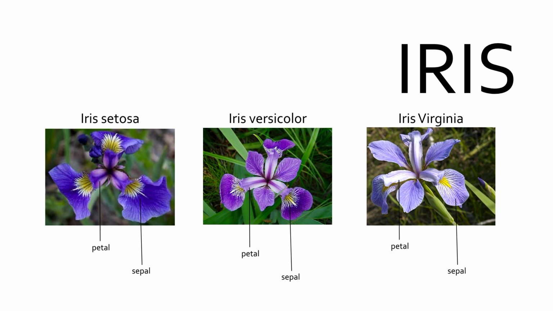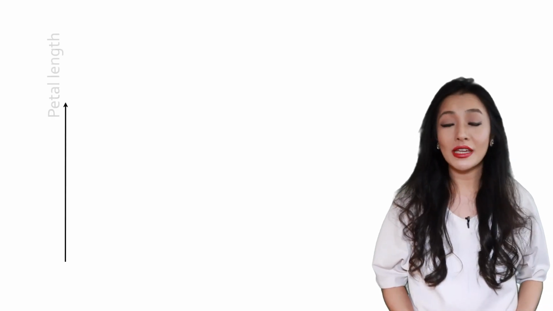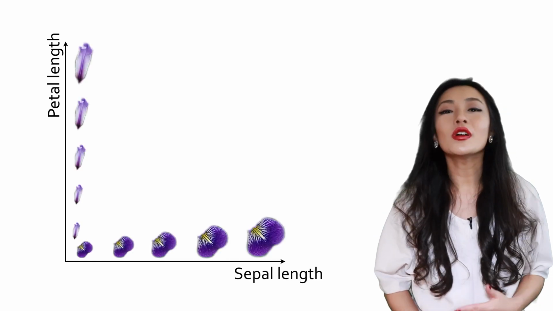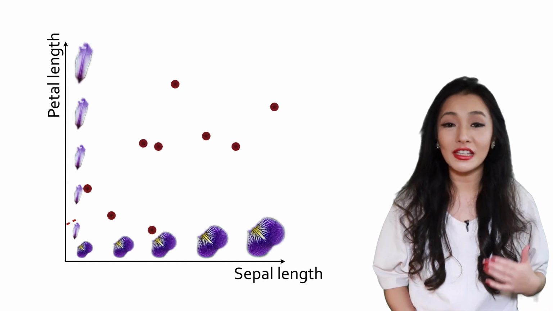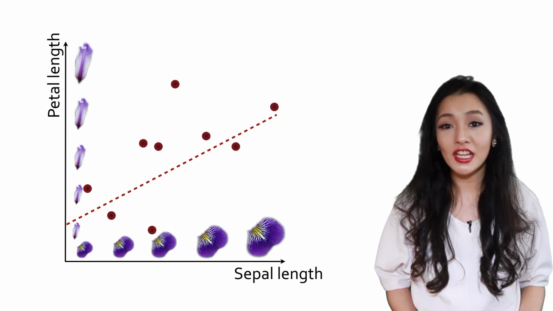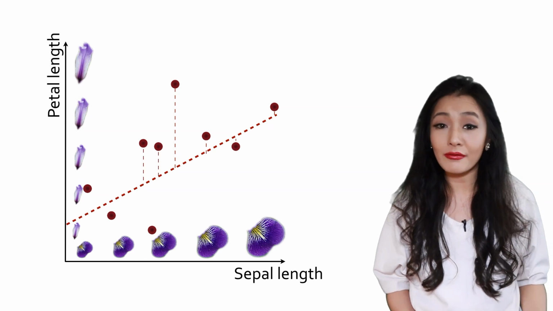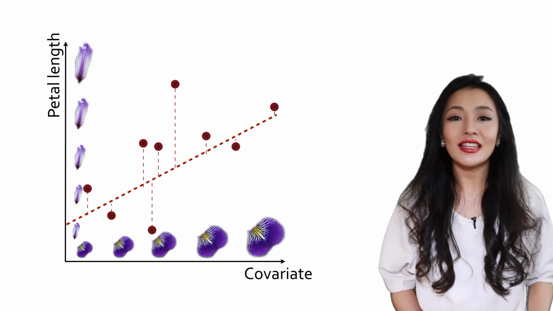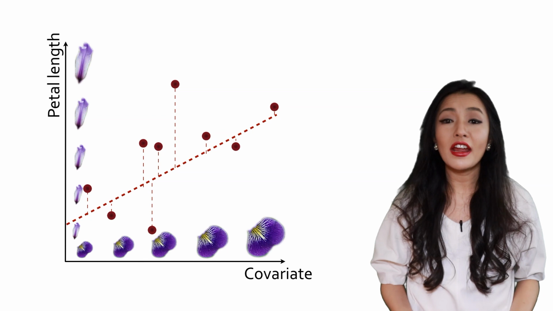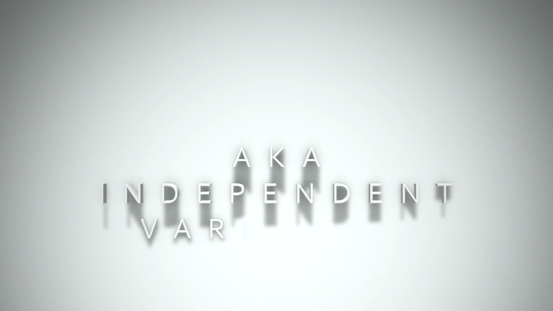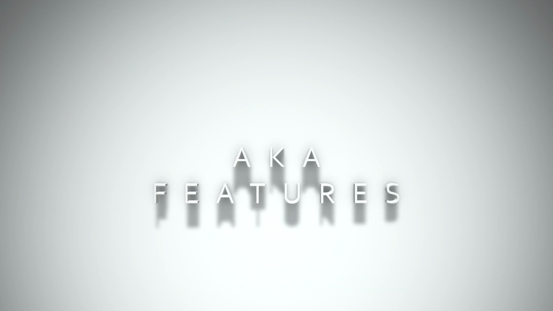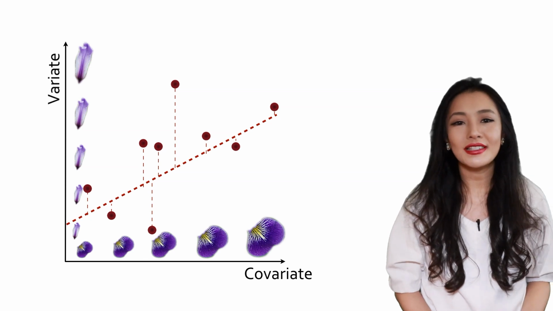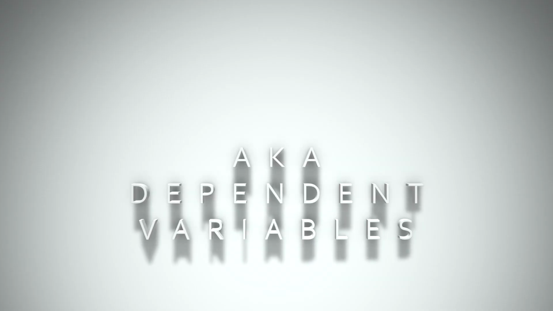Let's say we're interested in quantifying a linear relationship between the petal length and the sepal length of the versicolor irises. We want to know how the distribution of the variate, the petal length, changes as the covariate, the sepal length, varies. In general, we take the covariate on the x-axis. These are the input variables. The covariates are also sometimes known as the independent variables, or in machine learning contexts, the features. The variates are on the y-axis, and these are the outputs. They can also be known as the dependent or predicted variables.